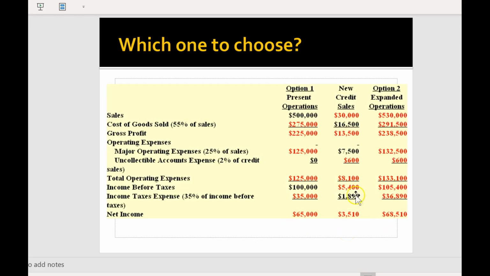So if we compare option one and option two, obviously option two is better. Extending credit sales is better, because even if we consider the uncollectible account expenses, it still generates a higher net income than option one. So option two is better if we could choose option two. Okay, so this is the idea of the bad debt expense. We would be able to extend credit sales if the benefit of credit sales outweighs the bad debt expense. So that's the idea.